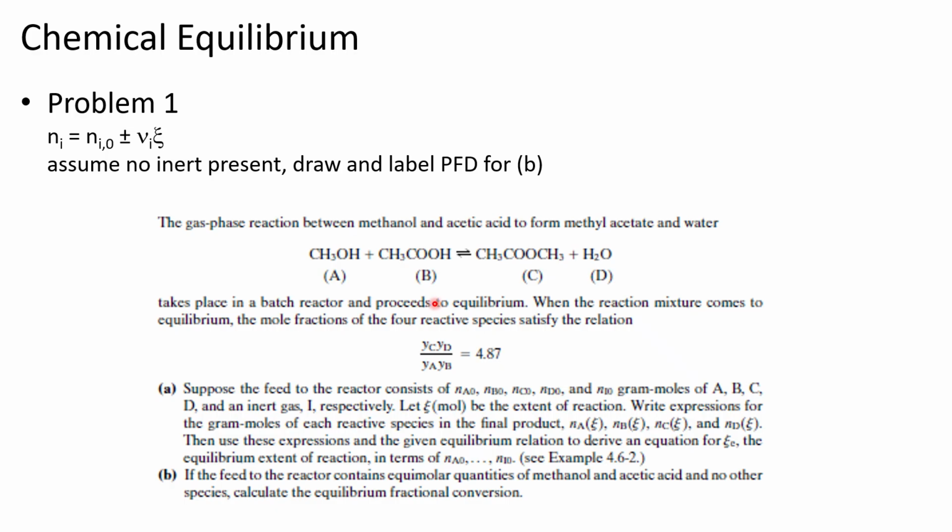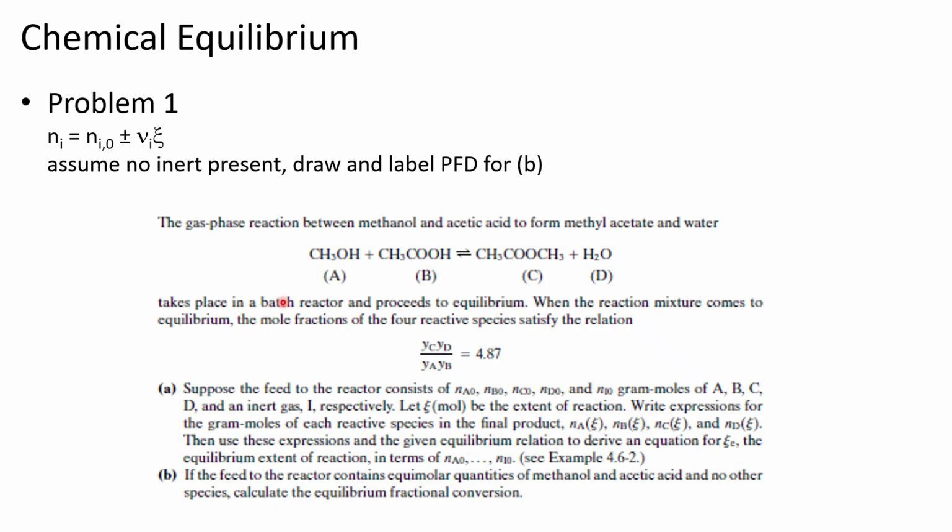So the description of the problem we're going to work is here. We have a gas phase reaction between methanol and acetic acid to form methyl acetate and water. The 4 species are shown here. It's an equilibrium reaction as indicated. Now here in this statement, the letter A is used to represent methanol, the letter B is used to represent acetic acid, C the methyl acetate, and D water. We're also going to use letters. We're going to use M for methanol, A for acetic acid, Ma for methyl acetate, and W for water.